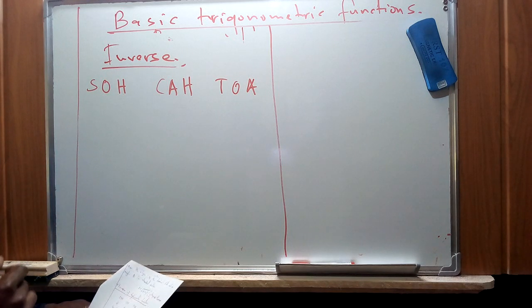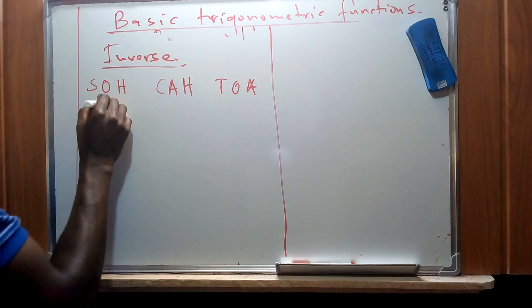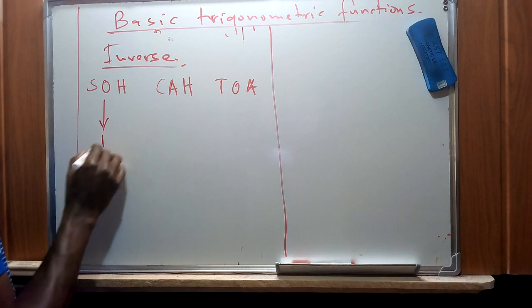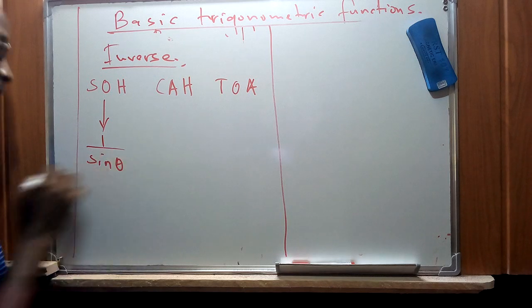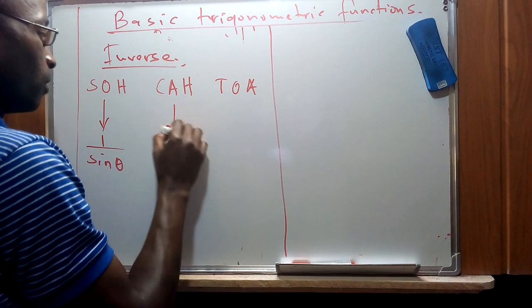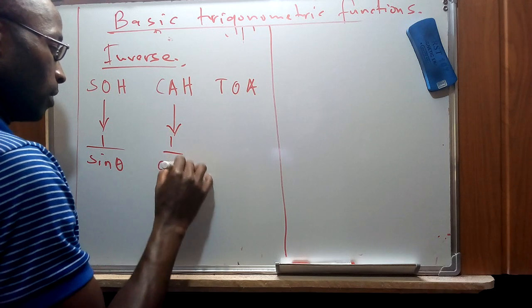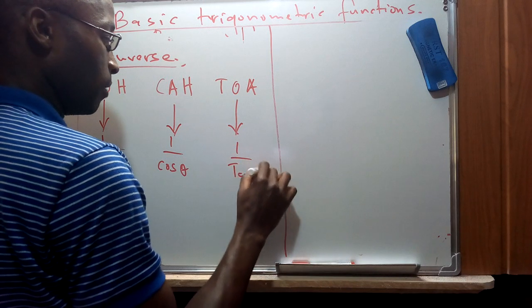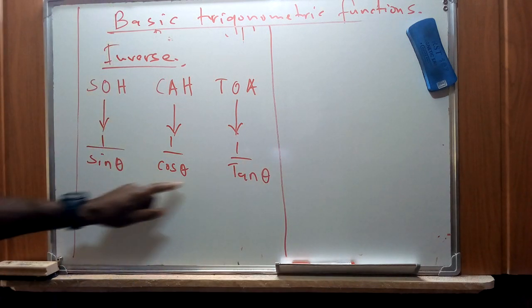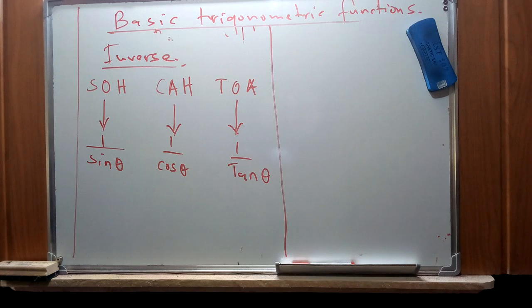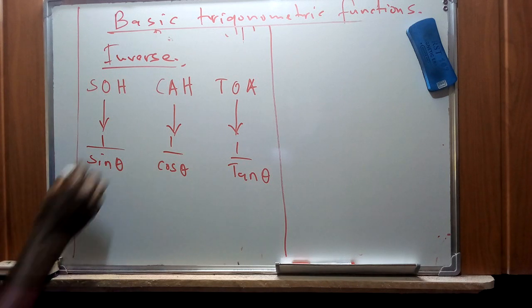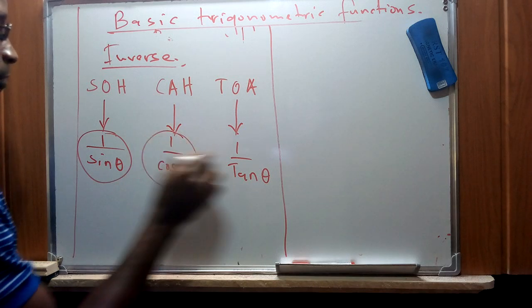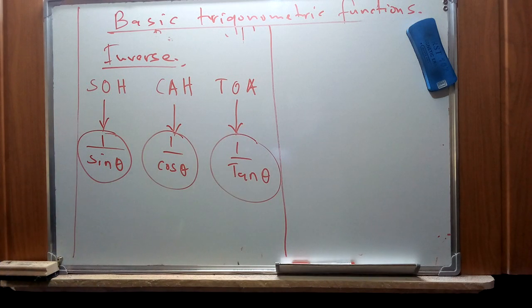SOHCAHTOA is going to assist us to remember the three trigonometric ratios that we have mentioned. Now we're going to have the inverses, which are given as 1 over the sine of theta. The second one, for cosine, is 1 over the cosine of theta. These are the inverses. And the last one is 1 over the tan of theta. For the three ratios that we have talked about, the inverse can be given as such, and there are specific terms that we use to refer to these three inverses of the basic trigonometric functions.